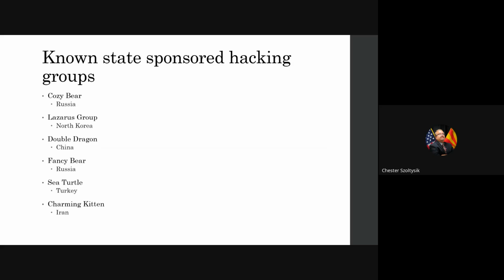So these are some known state-sponsored hacking groups. Cozy Bear out of Russia, Lazarus out of North Korea, Double Dragons out of China, Fancy Bears out of Russia, Sea Turtles out of Turkey, Charming Kitten is out of Iran. The state of Arizona actually had a real run-in with the Charming Kitten hacking group out of Iran. So these are very real entities that seek to cause real harm.